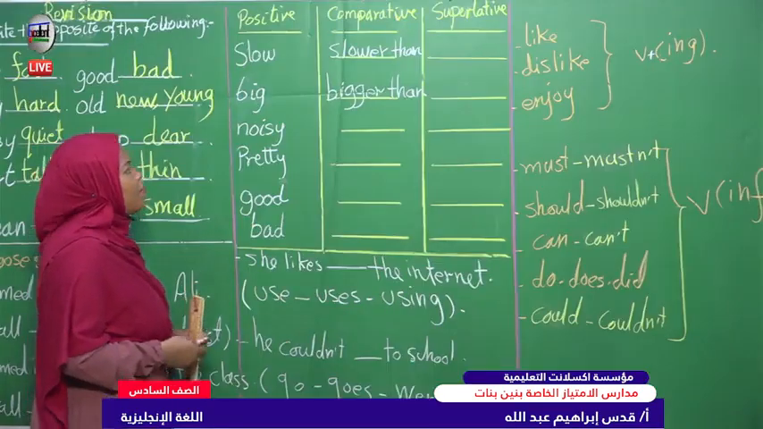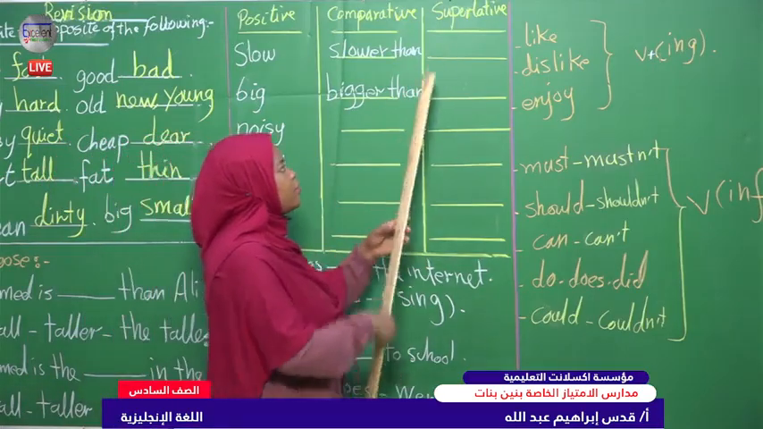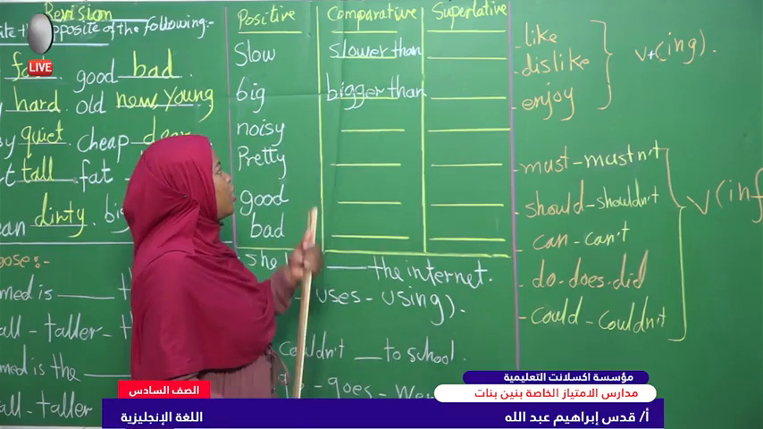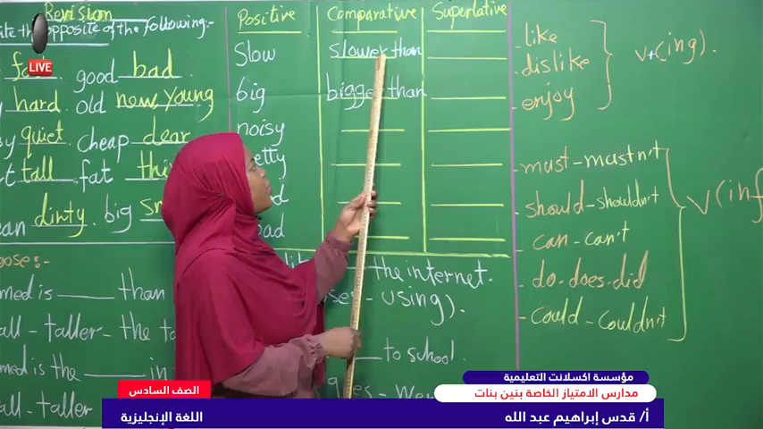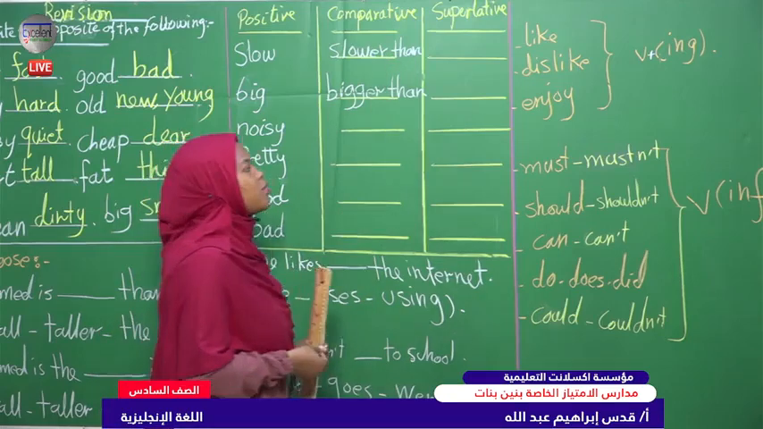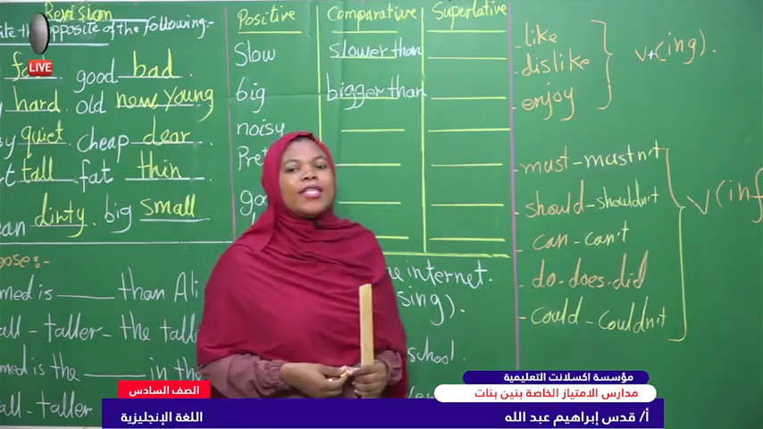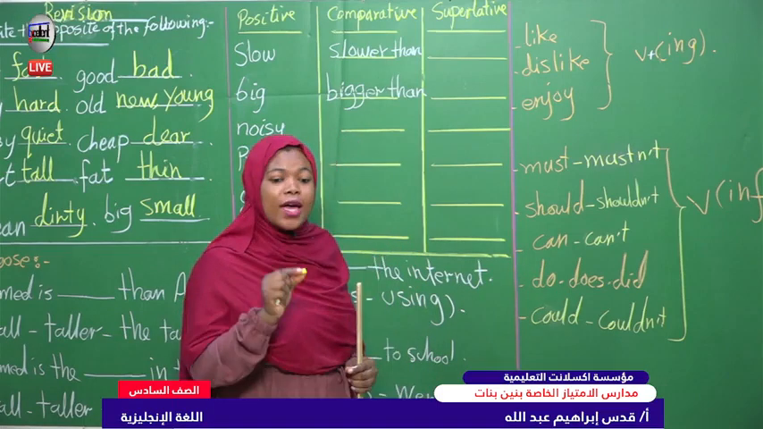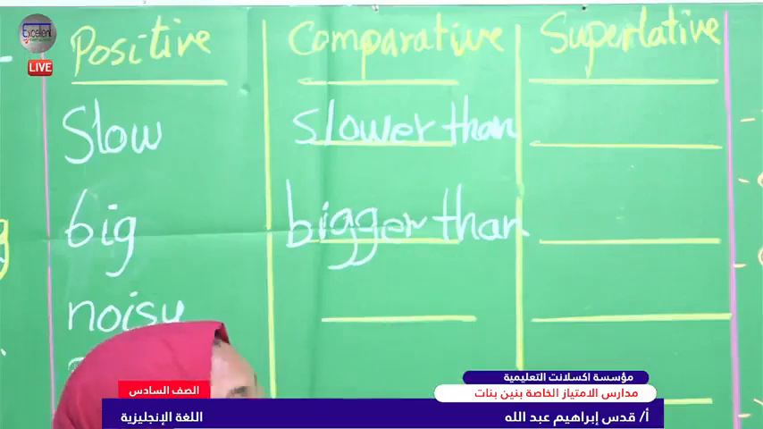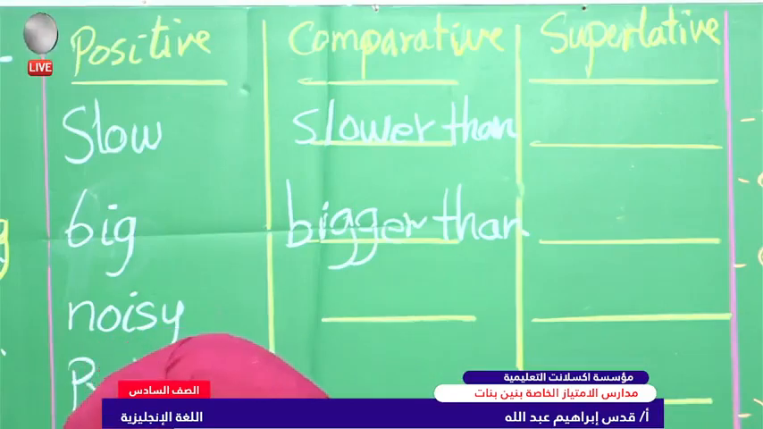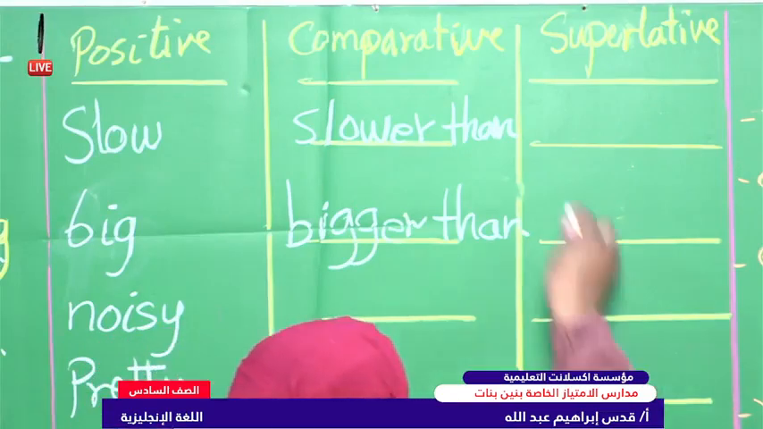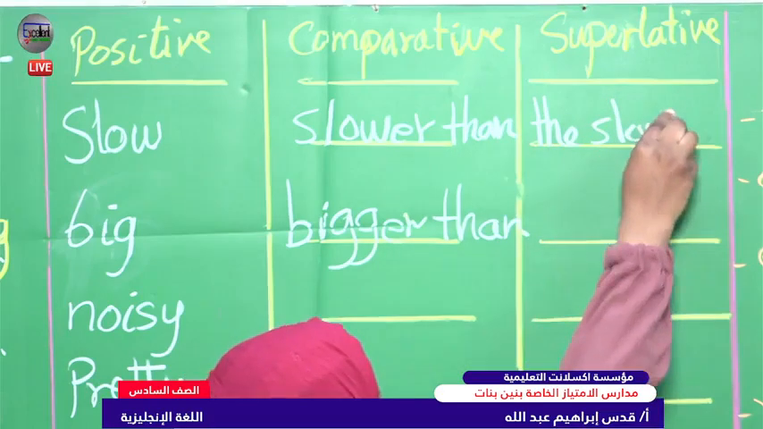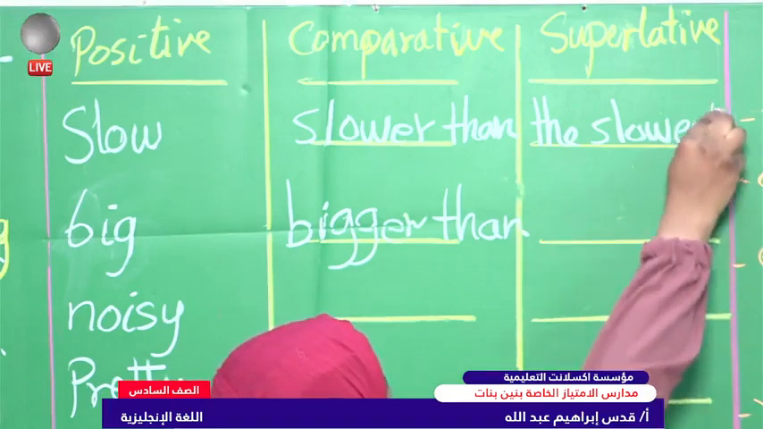Yes. Let's move to the superlative, الأفضلية. Here I said slower than, أبطأ من, but in the superlative I said the slowest. In the superlative we add est. Slow, slower than, the slowest. الأبطأ, the slowest. I add what? est.